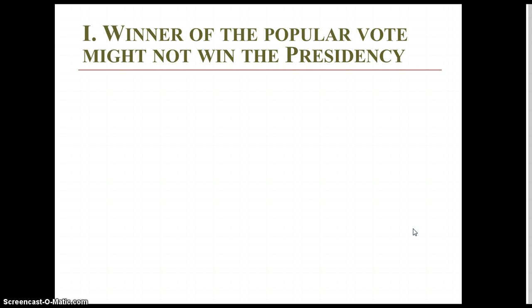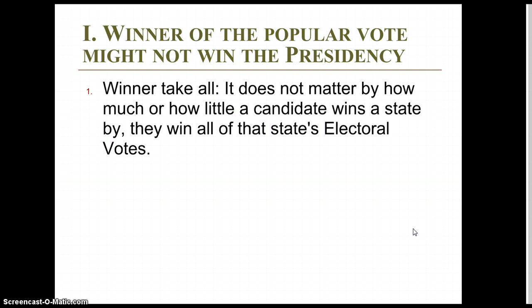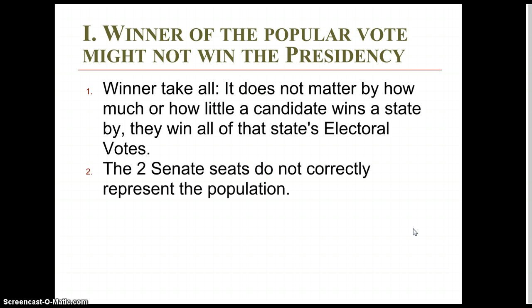So there's a few problems of the Electoral College. One of them is that not always does the winner of the popular vote win the presidency. And this happens for a few reasons. Number one, the winner takes all. It doesn't matter by how much or how little a candidate wins, they get all of the Electoral College votes. So if they only win by 1, they still get all the Electoral College votes. But if they win by millions and add to their popular vote, they still only get the same amount of Electoral College votes. Again, the 2 Senate seats do not correctly represent the population either.